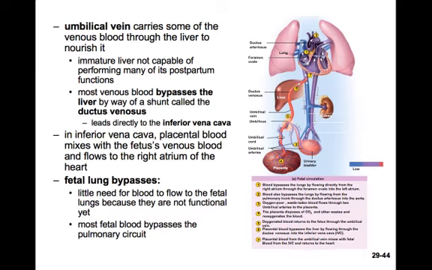The immature liver is not capable of performing many of its postpartum functions, and most venous blood bypasses the liver by way of a shunt called the ductus venosus, which leads directly to the inferior vena cava here. Within the inferior vena cava, the placental blood mixes with the fetus's venous blood and flows into the right atrium of the heart. It bypasses the fetal lung because there's little need for blood to flow into the fetal lungs because they're not functional yet and will not be involved in oxygen exchange. Thus, most fetal blood bypasses the pulmonary circuit at this point.